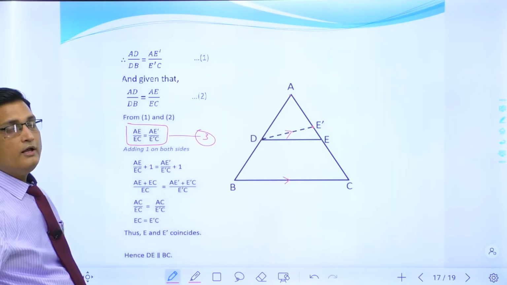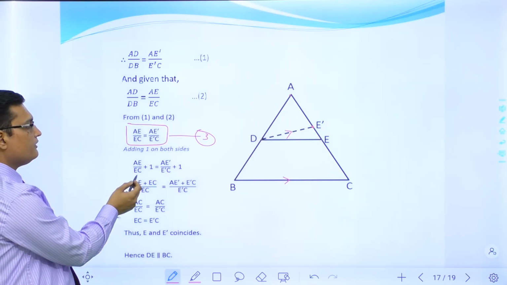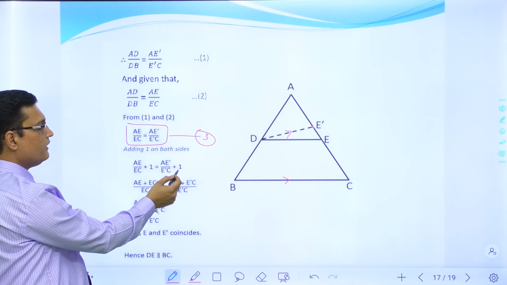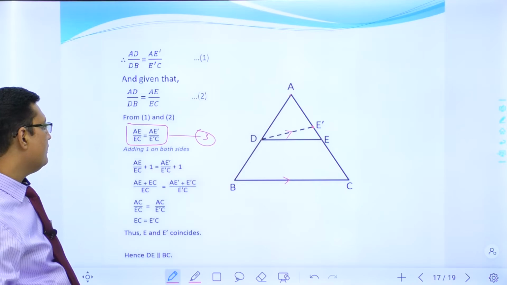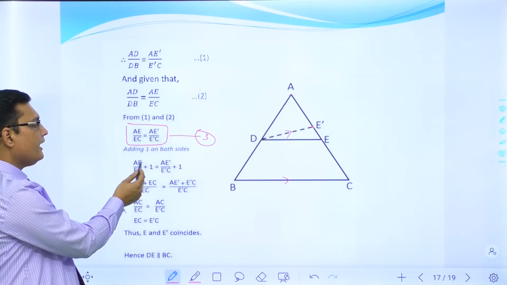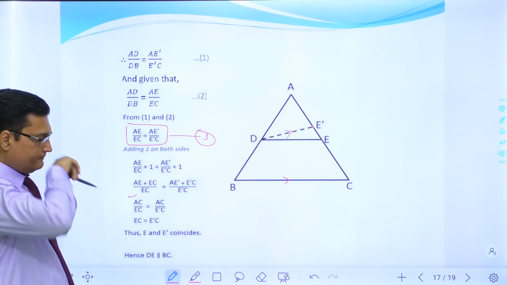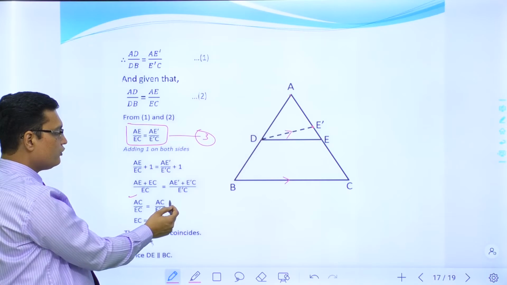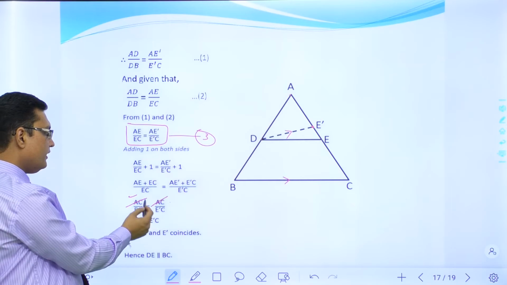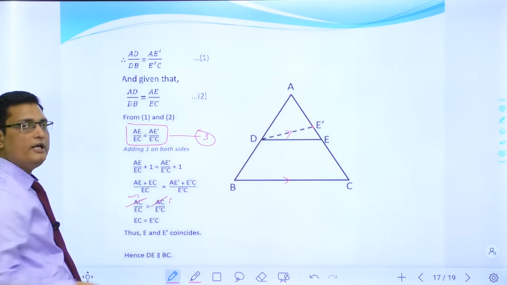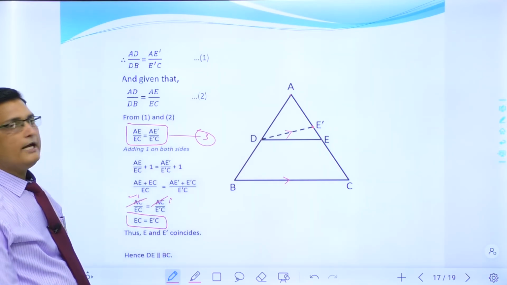Now understand, students, add 1 both sides. So AE upon EC plus 1 and AE dash upon E dash C plus 1. We are adding plus 1 both sides. After LCM, you will get here AE plus EC, that will be equal to AC. Here you will get AE dash plus E dash C, that will be equal to AC. Now you can cancel AC and AC. So it is 1 upon EC and it is 1 upon E dash C. After reciprocal, you can say that EC is equal to E dash C.